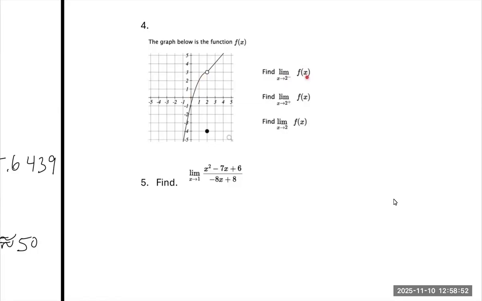And the limit is always the height of the function. So as we're approaching 2 from the left, the height of the function is approaching a height of 3. So that answer is 3.